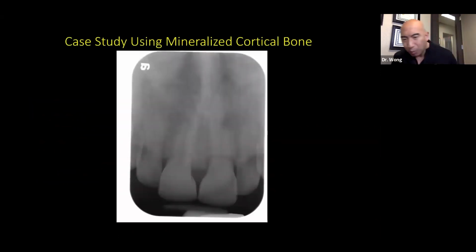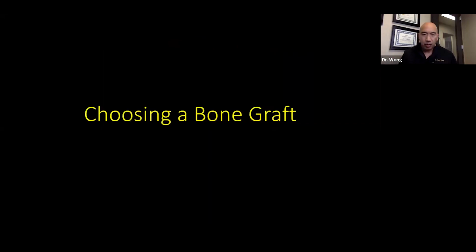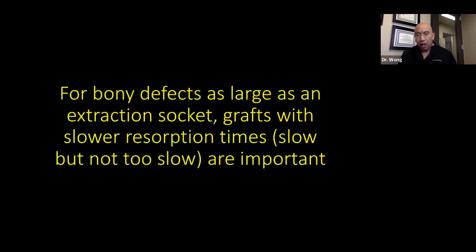So let's go over an example. We have tooth number 9 here. We've got a horizontal root fracture, and we're going to use mineralized cortical bone to graft this socket. First thing we've got to do, after we choose a graft, is get that tooth out nice and cleanly. But whenever I just said you're going to buy mineralized cortical bone and nothing else, let me explain that for a second.